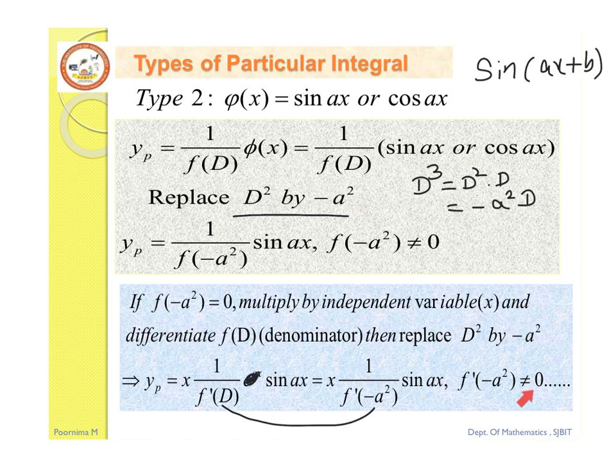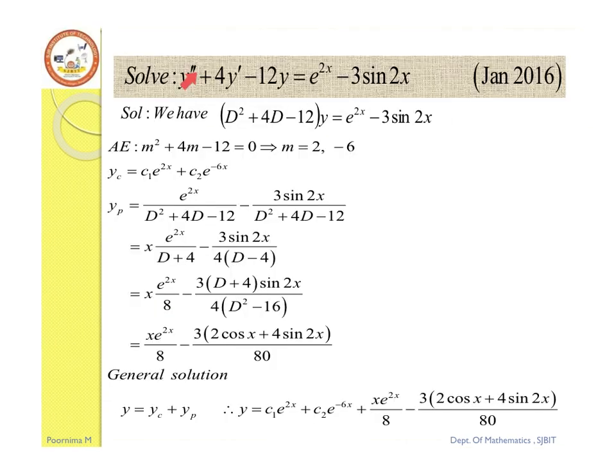Following this procedure, let us see some examples of how to solve the problems. Here we have a second order differential equation: y double dash plus 4y dash minus 12y is equal to e power 2x minus 3 sin 2x.